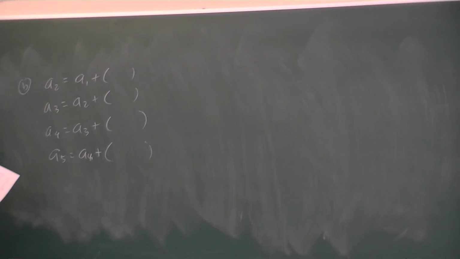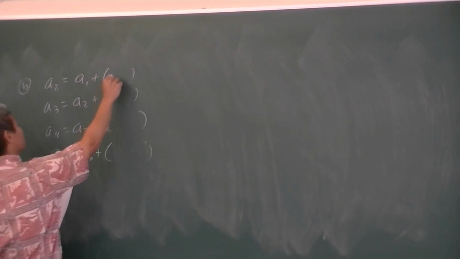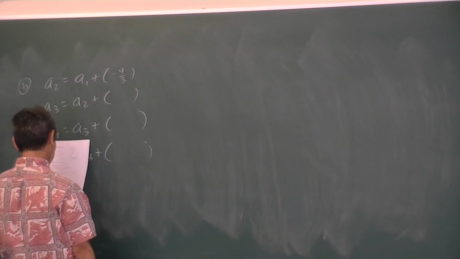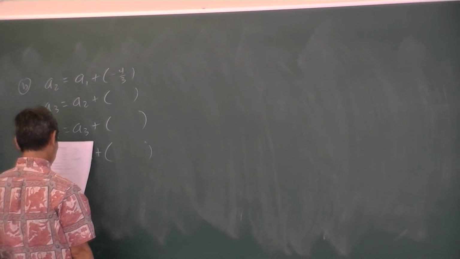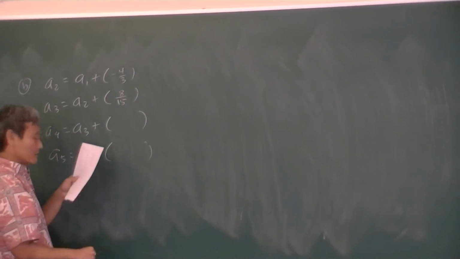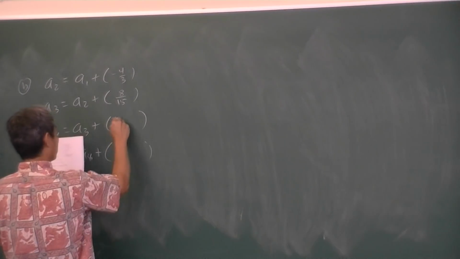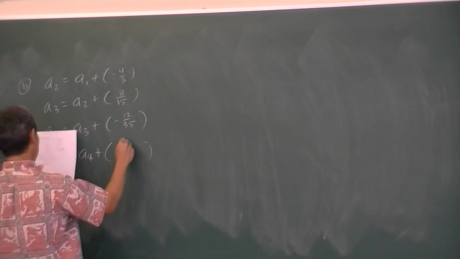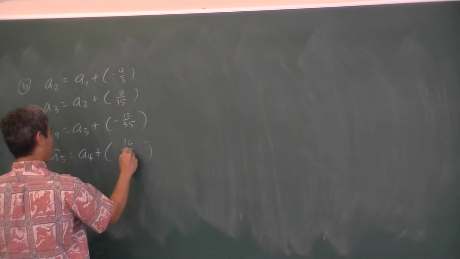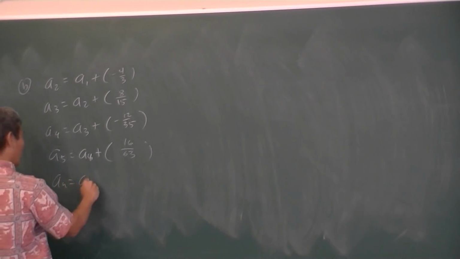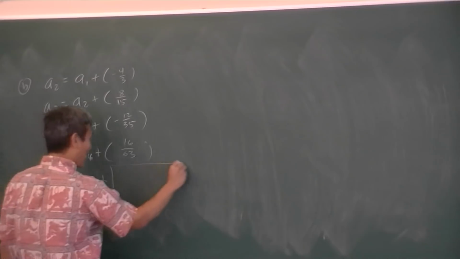-4/3. Negative 4/3. Guido? -8/15. Next, who's next? -12/3. And the next one? 15. Okay. So now we just generalize. a(n) equals a(n minus 1) plus box.